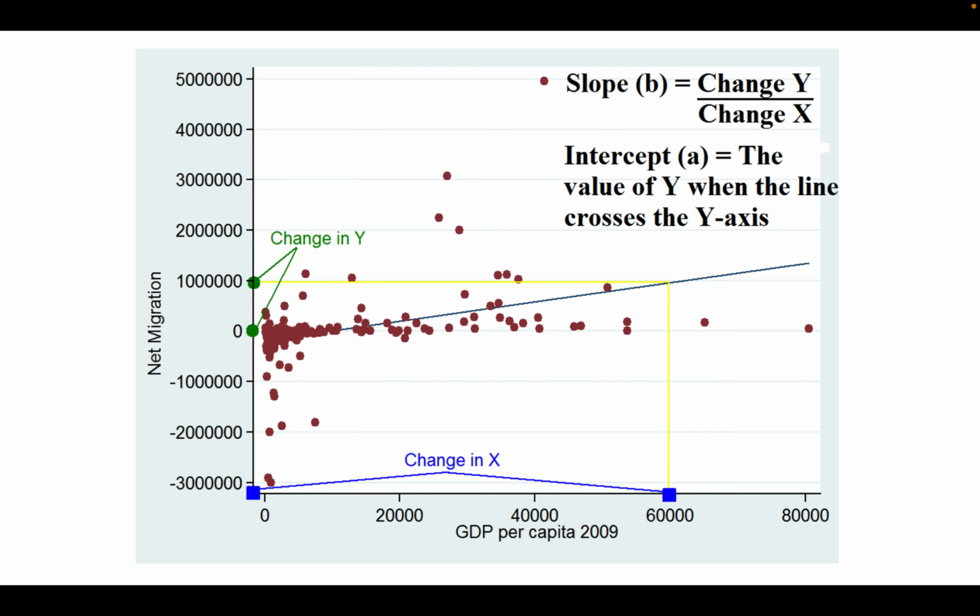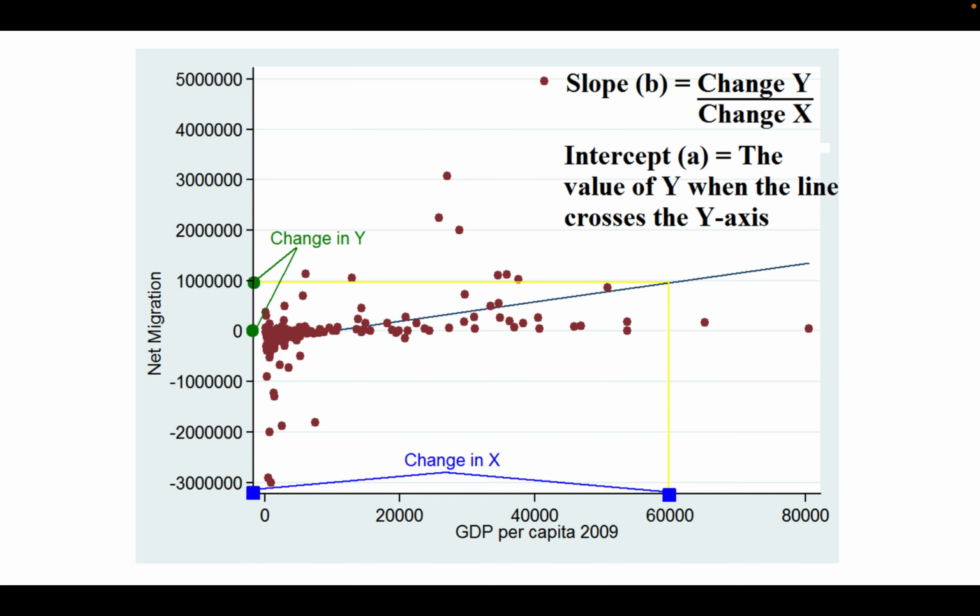So you can see from the example, the green points show the change in y. The blue show the change in x, or what is sometimes called rise over run. The rise is the y, the run is the x. The intercept is the value of y when the line crosses the y-axis. In other words, where x equals 0.